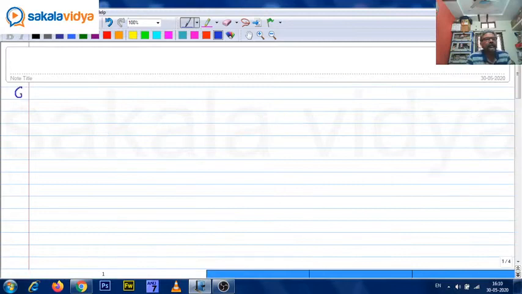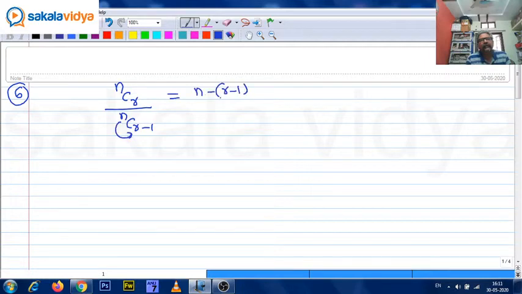The sixth concept. This is very important. nCr upon nC(r minus 1) is equal to (n minus (r minus 1)) by r. This is equal to (n minus r plus 1) by r.